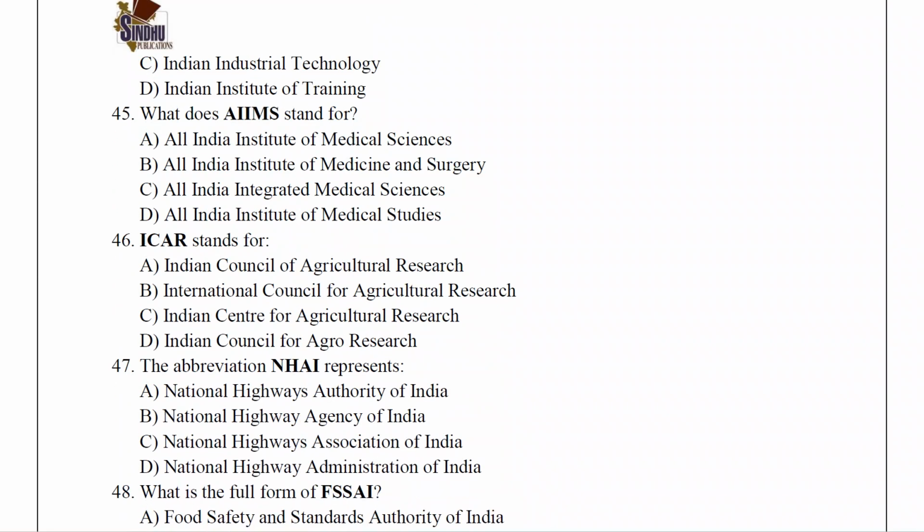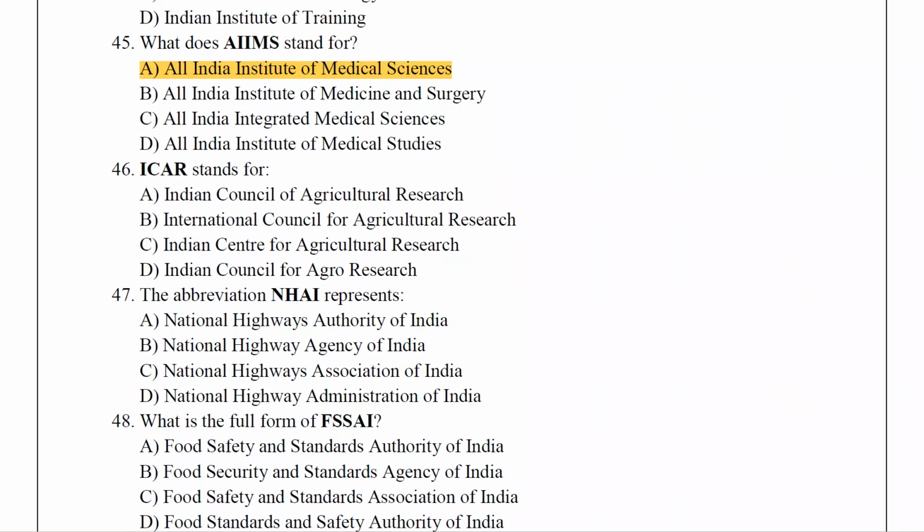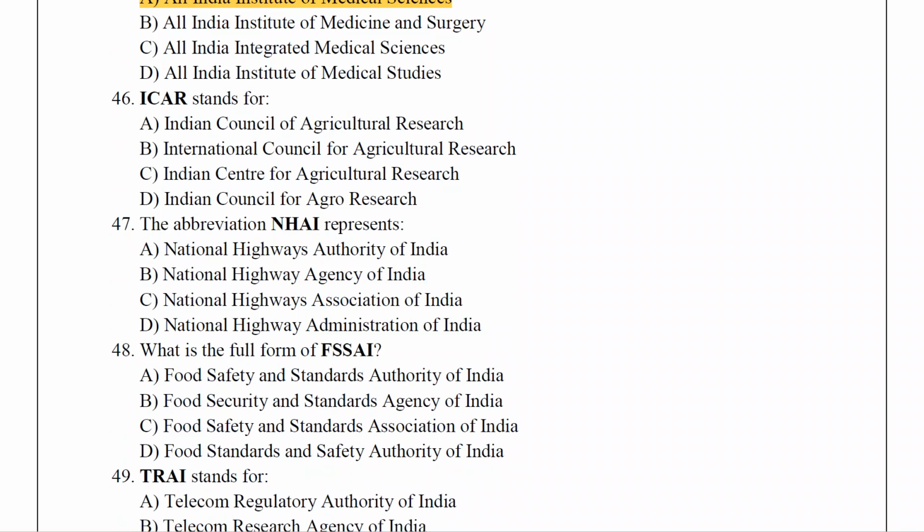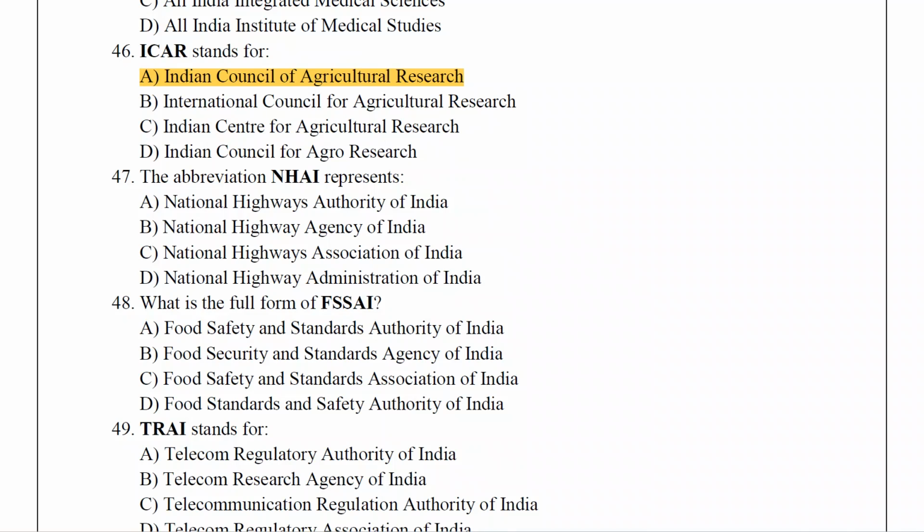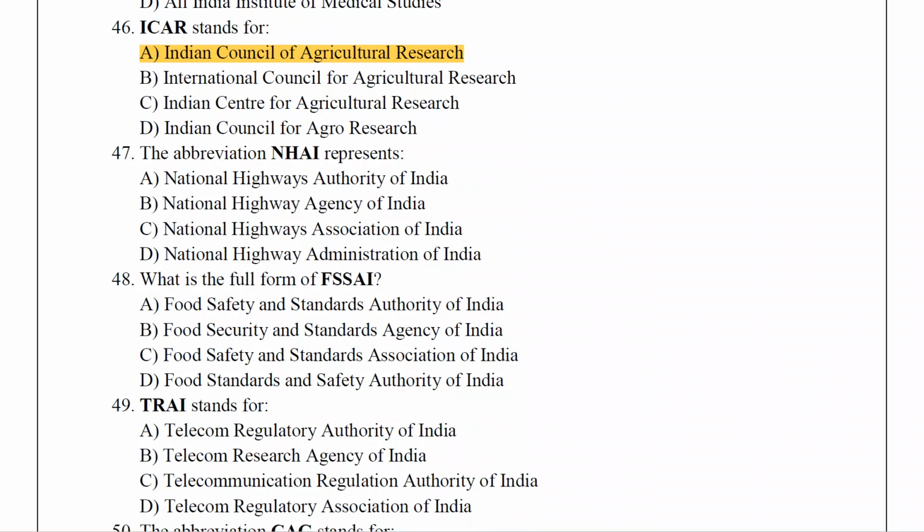What does AIIMS stand for? All India Institute of Medical Sciences. ICAR stands for Indian Council of Agricultural Research. The abbreviation NHAI represents National Highways Authority of India.